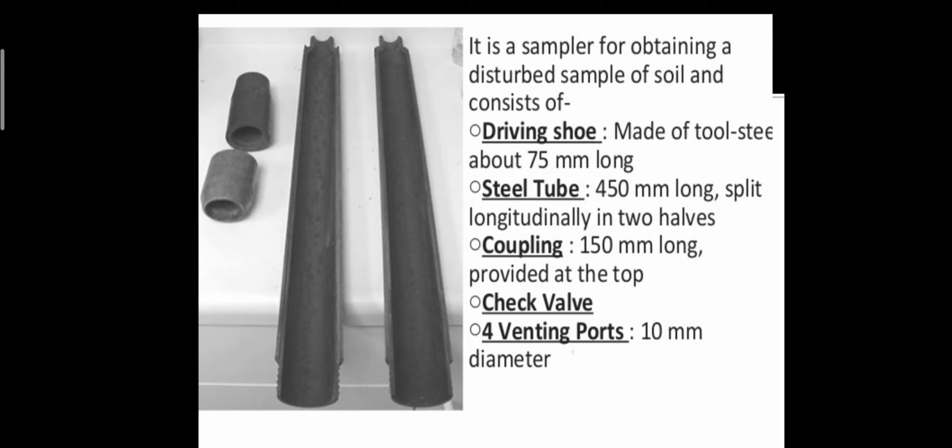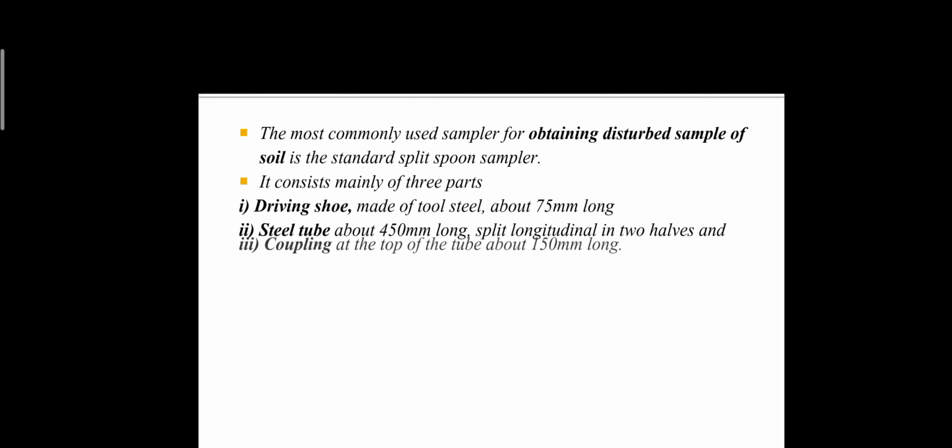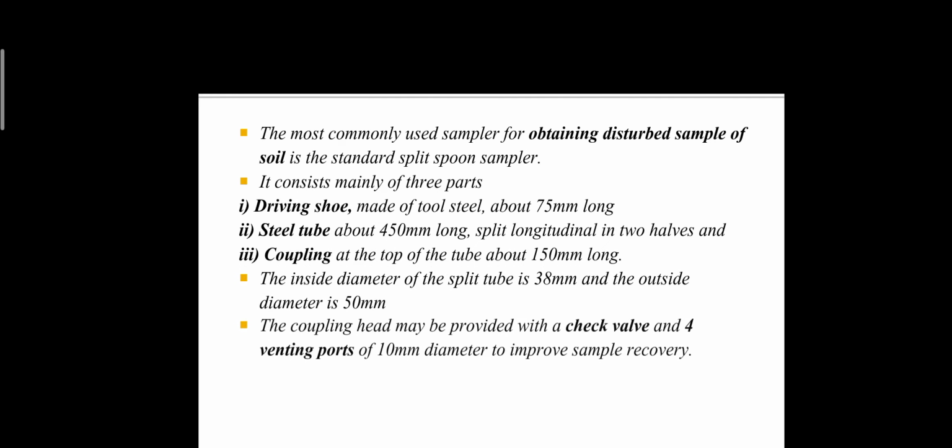The couplers are of 15 centimeter length. And as I said earlier, we have check valves or ball valves and air vents. Those specifications are given. It's the most commonly used sampler for obtaining disturbed samples. It has three parts: the driving shoe, or cutting shoe or cutting edge, as well as the steel tube or the sampling tube. The dimensions are given, and a coupler. These are the three parts of a split spoon sampler.